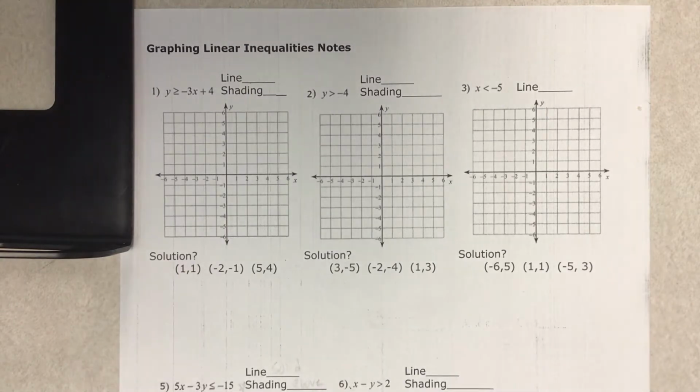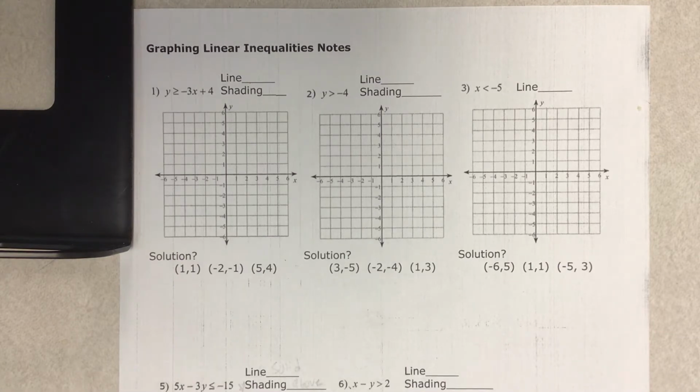So what we're going to do now is take what we just learned about the different inequalities and what they represent, and we're actually going to start graphing those linear inequalities, okay? So let's look at number 1. We have y is greater than or equal to negative 3x plus 4.